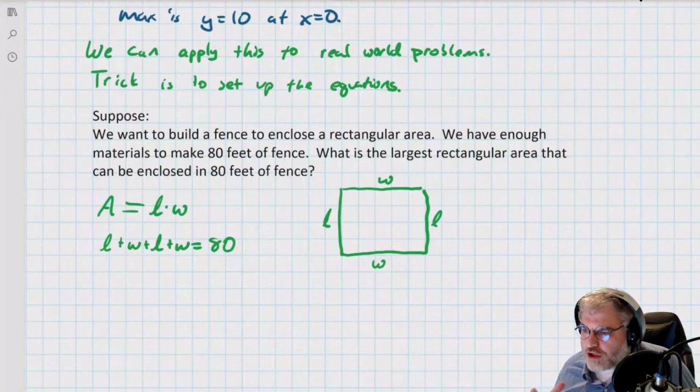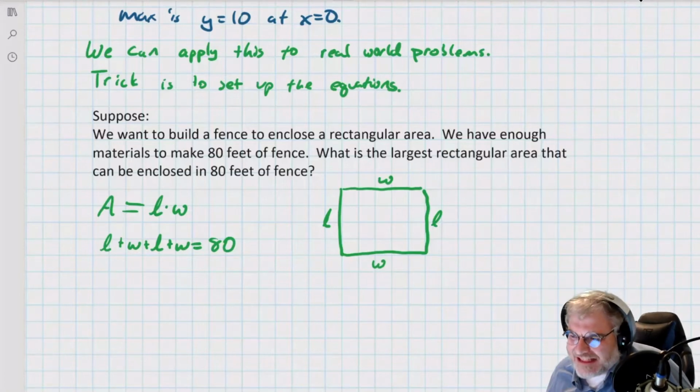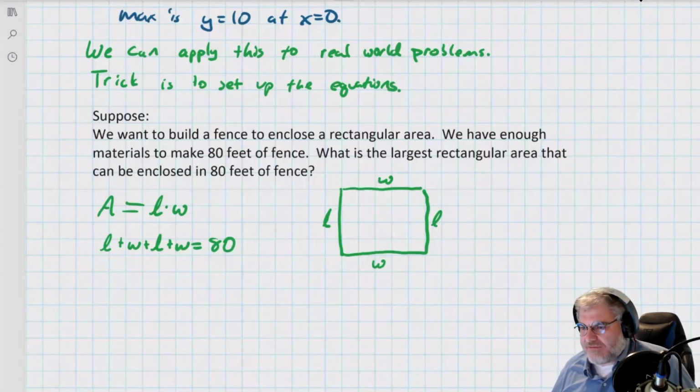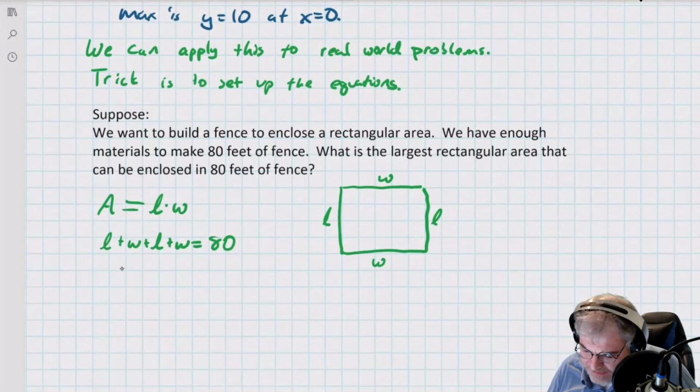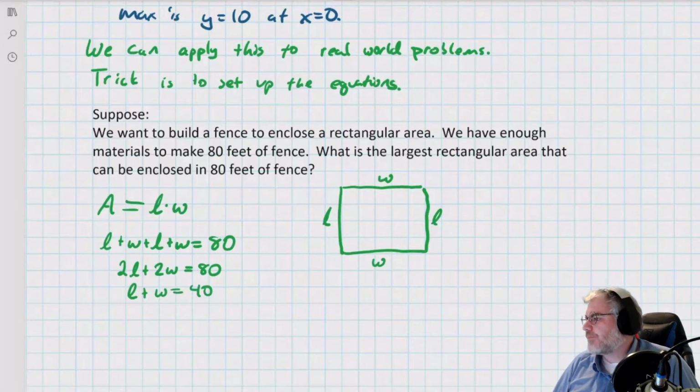It's the largest rectangle I can build. So I want to maximize A given what I have. This constraint here means that 2L plus 2W equals 80. I'm going to divide through by 2, and I get this.